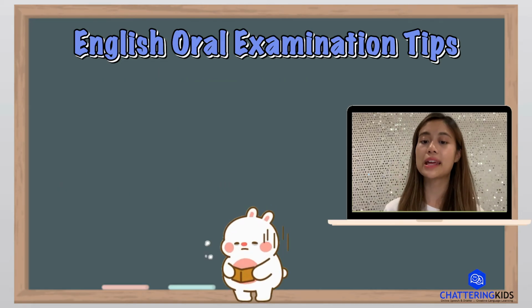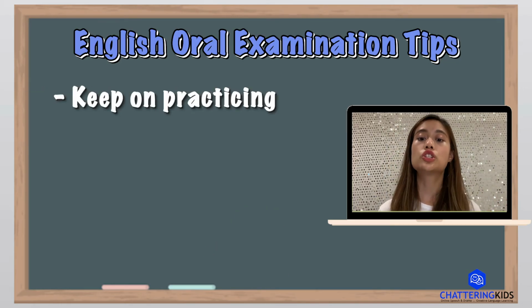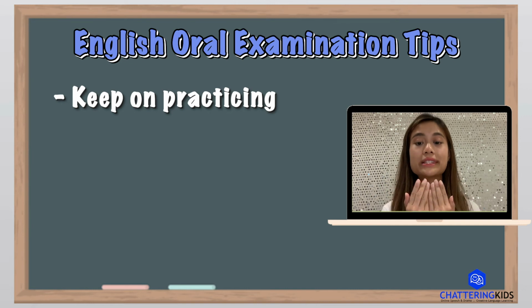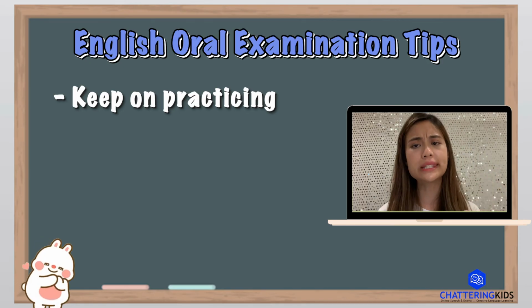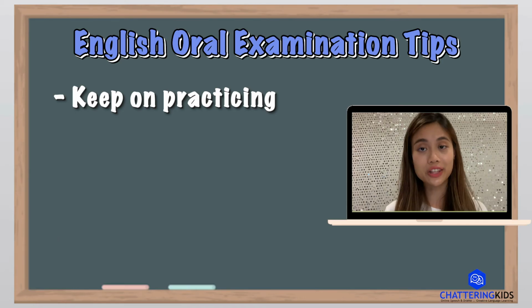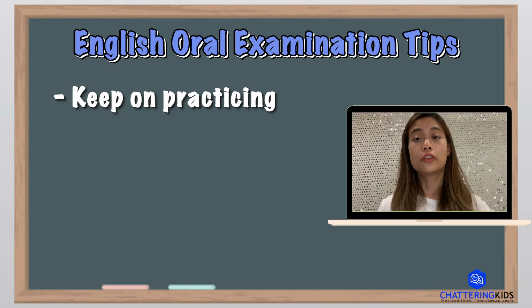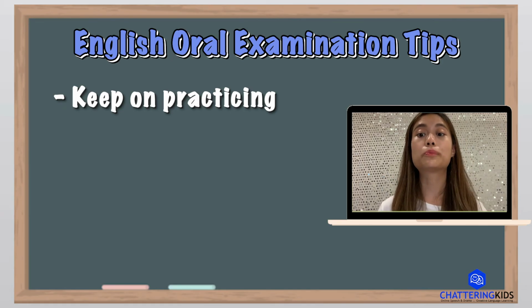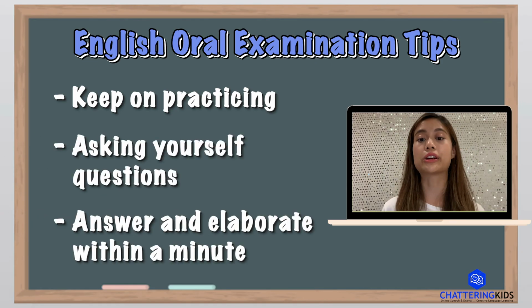Apart from the tips that have been mentioned earlier on, it is important to keep on practicing to improve on your oral communication skills. You can practice reading aloud at home by recording yourself reading, and as you are listening to the playback of the recording, note down any mistakes you made. You can also let your parents hear the recording and ask them for feedback to help you improve on your reading skills. For stimulus-based conversations, you can practice asking yourself questions and time yourself to answer and elaborate within a minute.